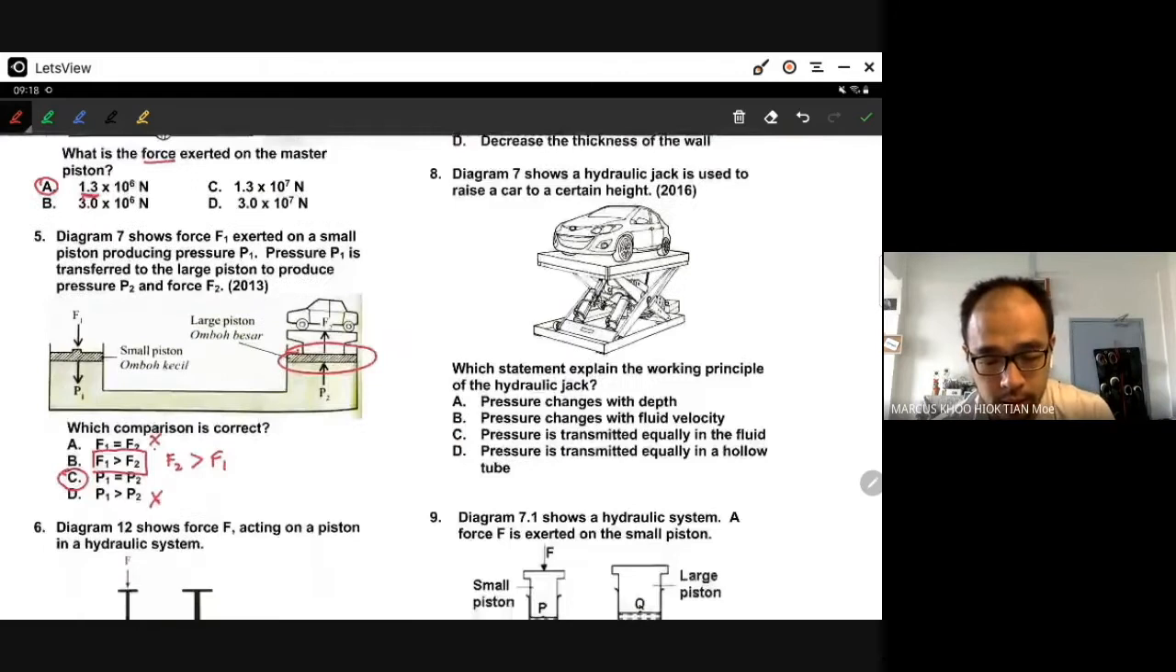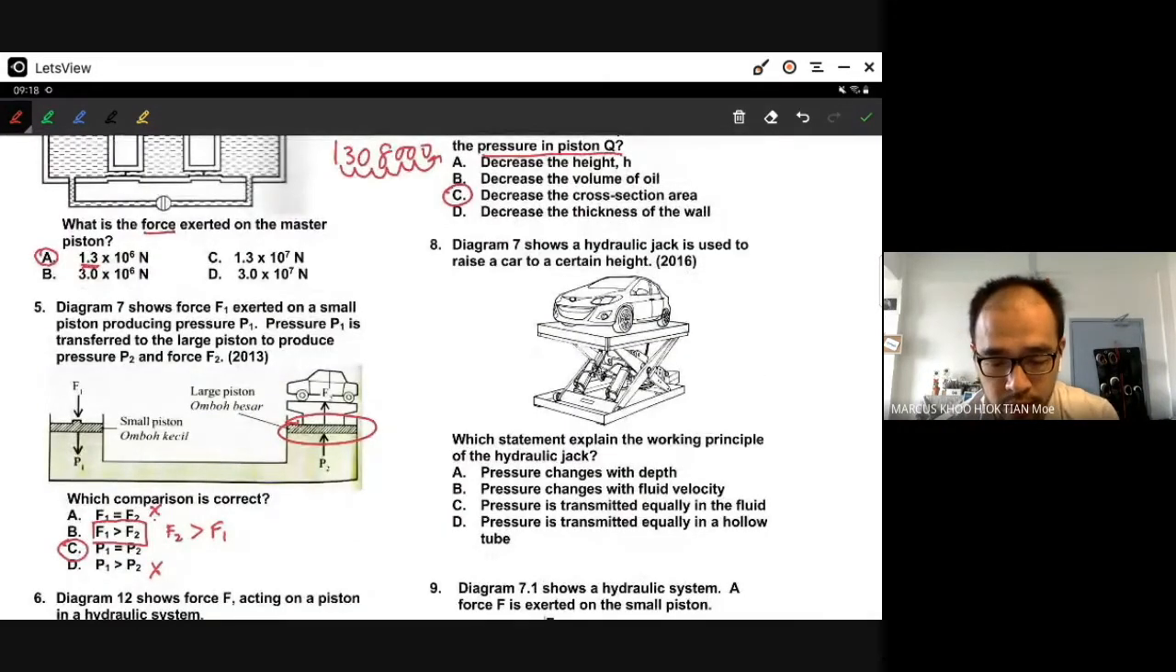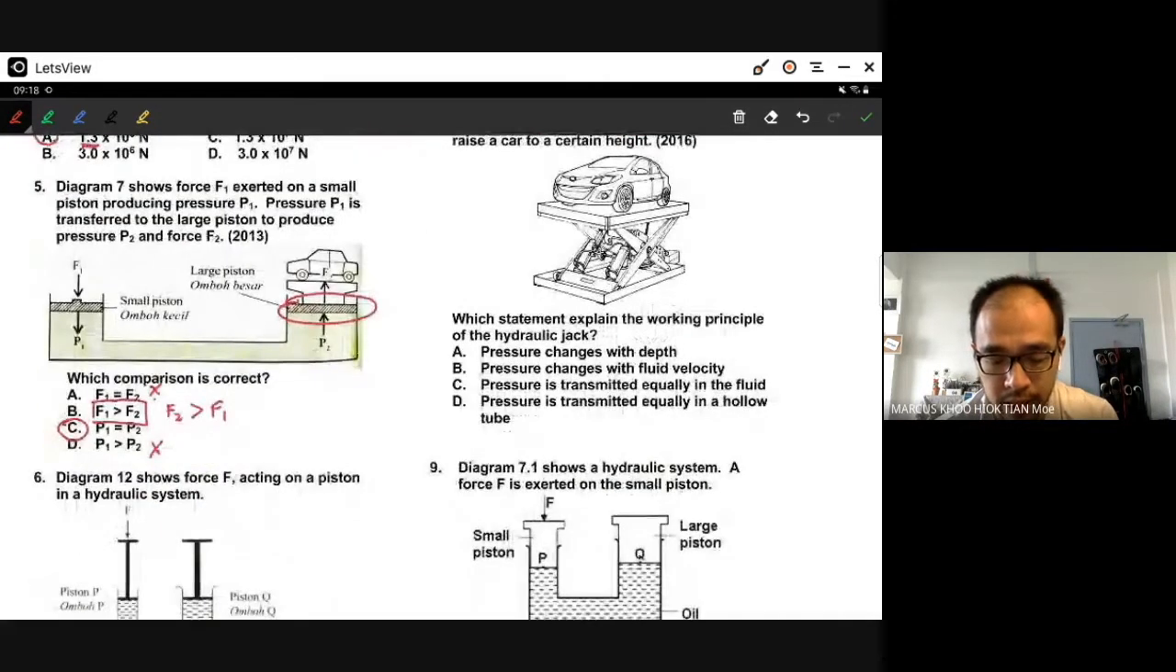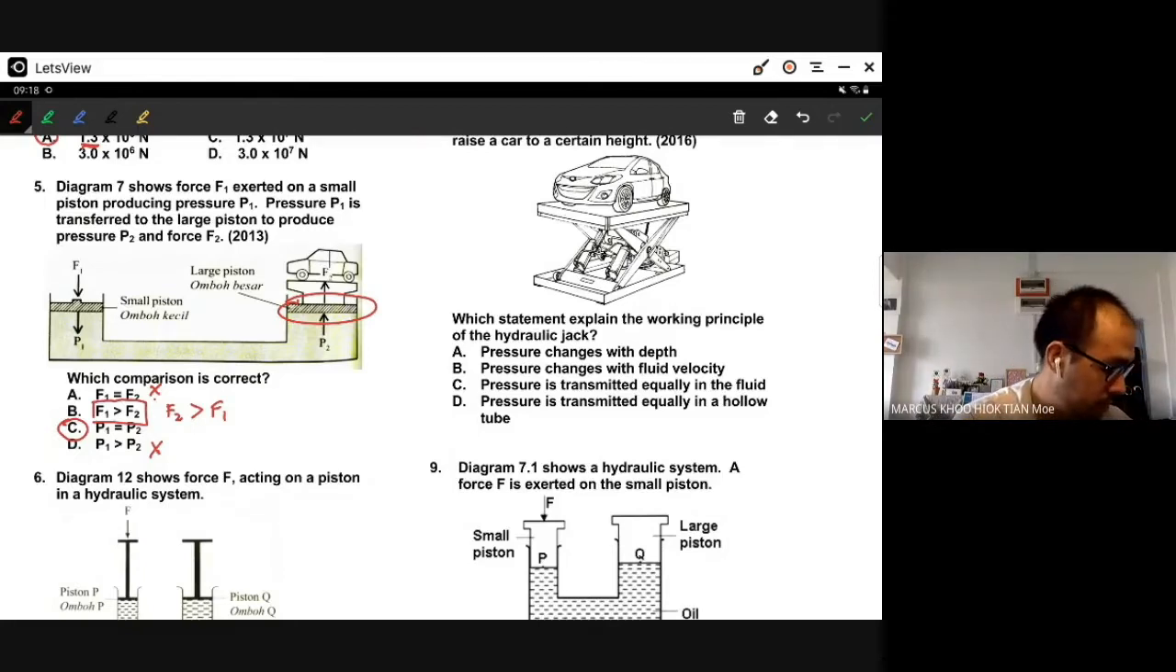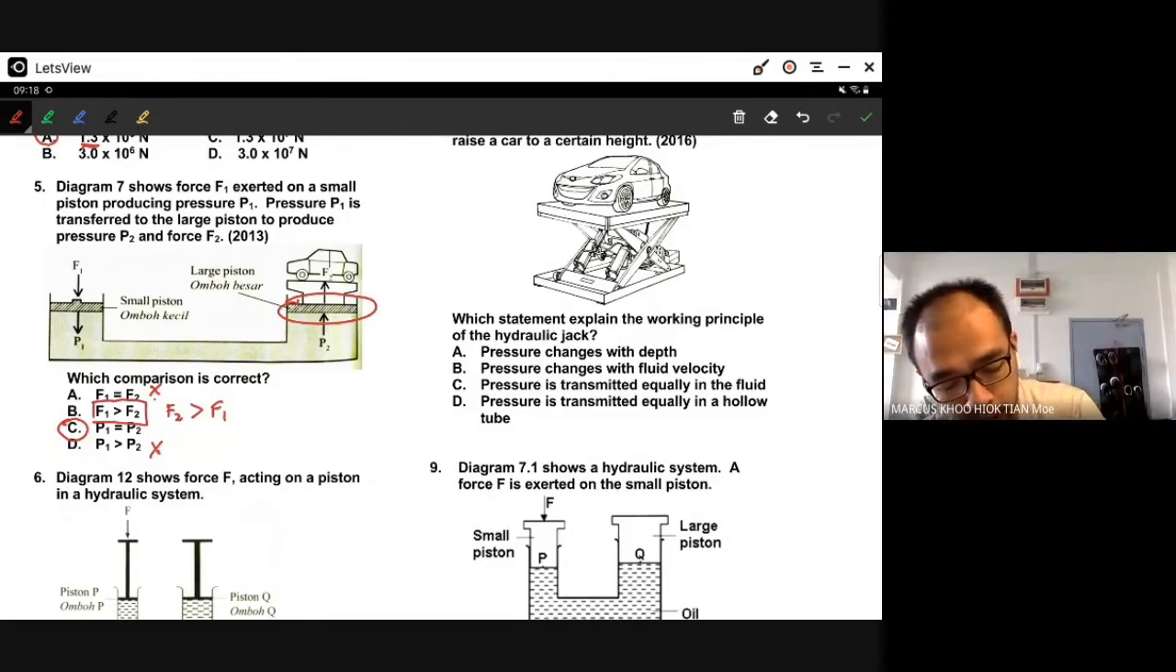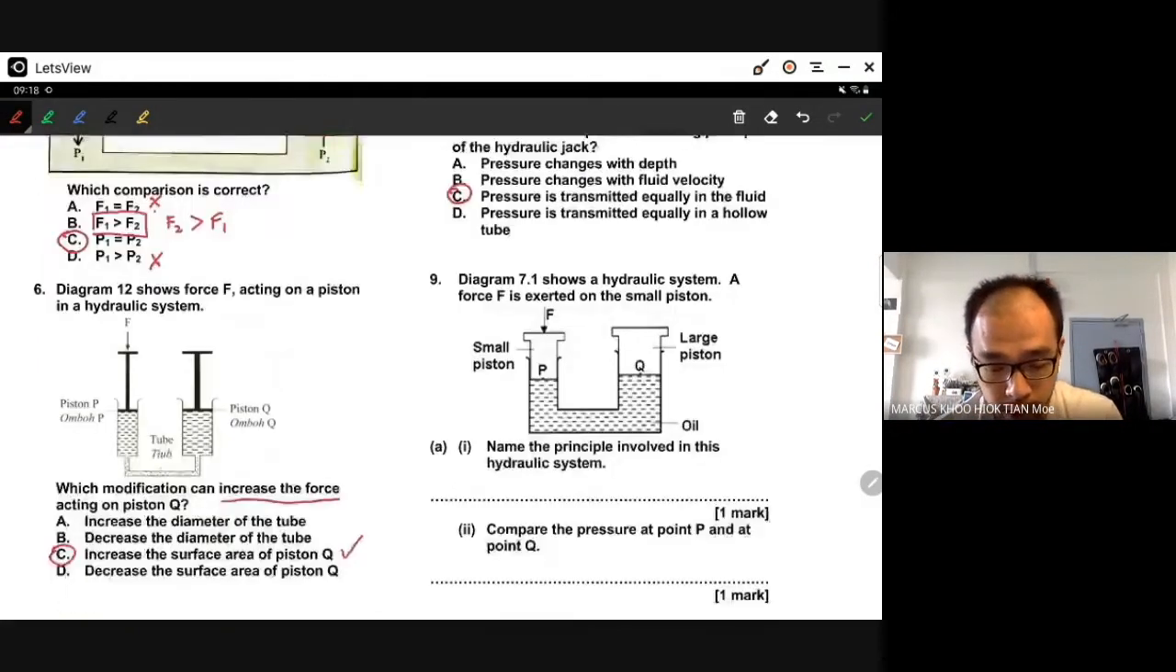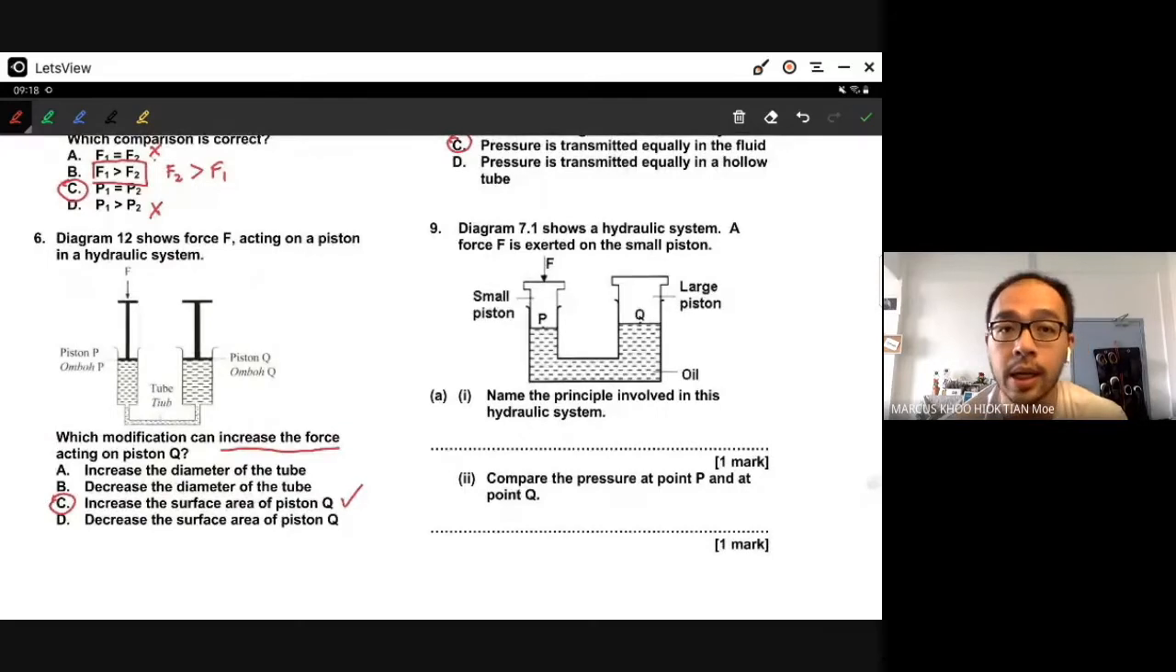Number 8, diagram 7 shows a hydraulic jack used to raise a car to a certain height. Which statement explains the working principle of the hydraulic jack? Can I have Lester for this? C. Pressure is transmitted equally in the fluid. All right, very good. Let's go to the structured questions.